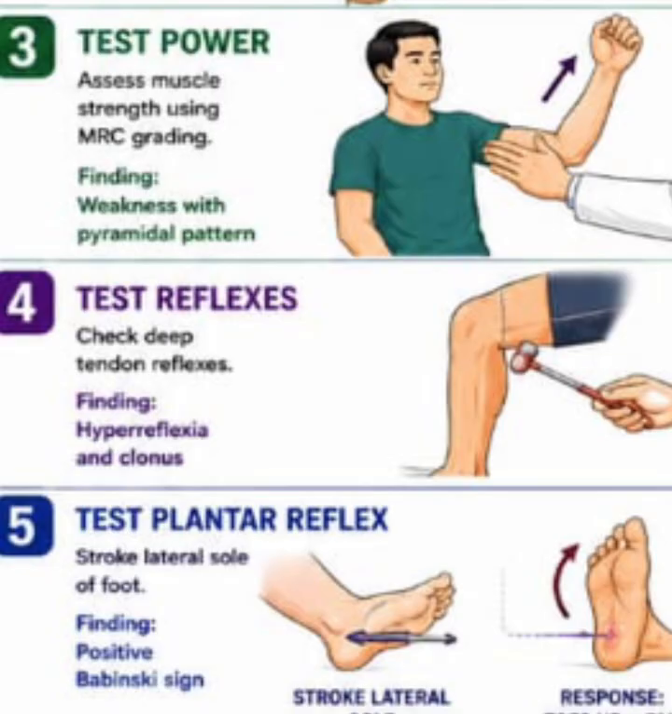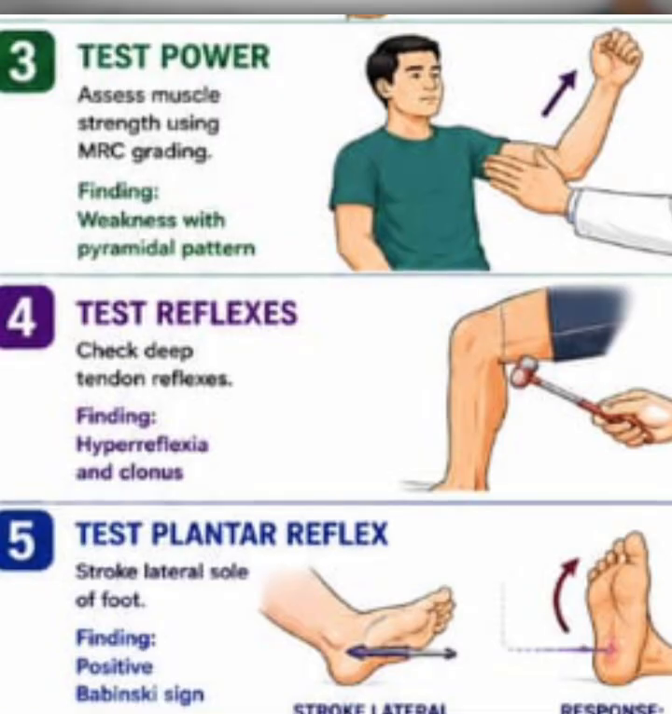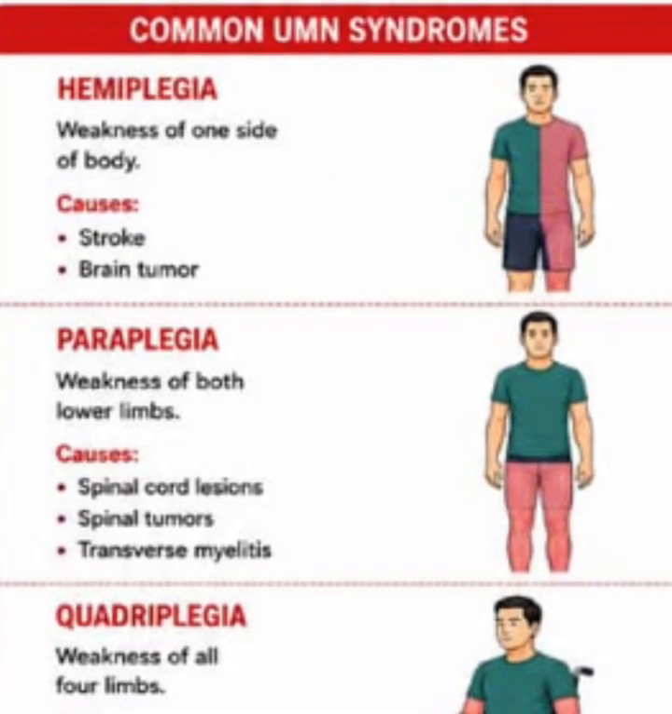So now, like I said, what are the common upper motor neuron lesion syndromes? First of all, we have hemiplegia, which is weakness of one side of the body. It could be caused by stroke or brain tumor, a space-occupying lesion. Now it could be paraplegia. What is paraplegia? Only the lower limbs are affected. The upper limbs are fine. Are you getting now? Which is seen in spinal cord lesion, spinal tumor, or transverse myelitis.